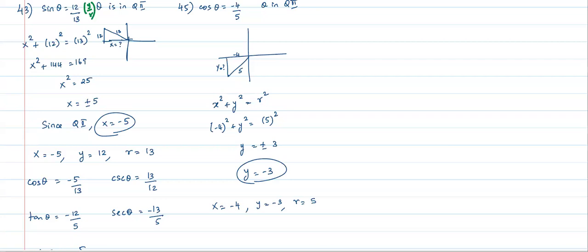I can write all the values. So sine theta will be -3/5. Cosine theta is -4/5. Tan theta is 3/4. Cosecant theta is -5/3. Secant theta, -5/4. Cotangent theta, 4/3. So that will be your answer.